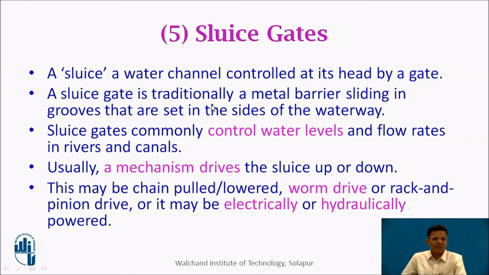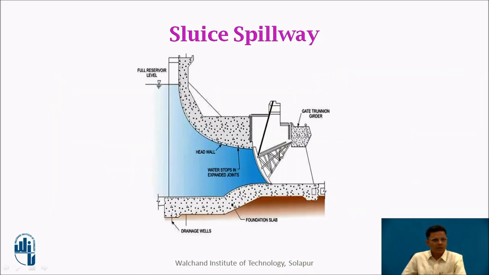A sluice gate is traditionally a metal barrier sliding in grooves that are set in the sides of a waterway. Sluice gates commonly control water levels and flow rates in rivers and canals. Usually, a mechanism drives the sluice up or down. This may be a chain pulled mechanism or chain load mechanism, worm drive or rack and pinion drive, or it may be an electrically or hydraulically powered mechanism also. So, the gate can be operated by different mechanisms depending upon a particular design.